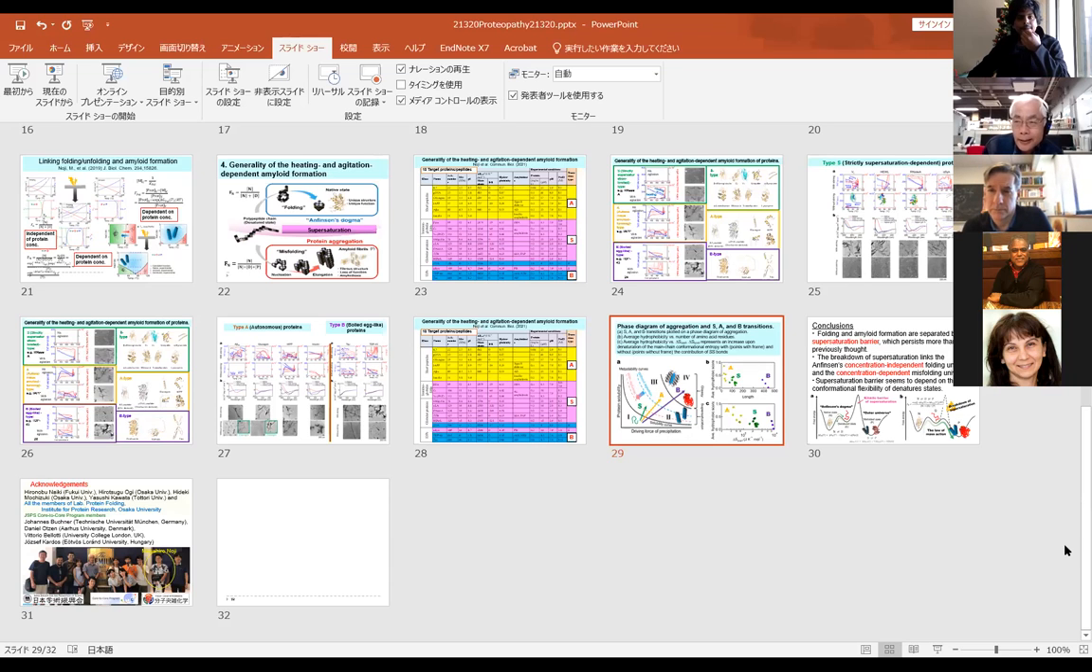And I think there are a variety of the compounds which may break the supersaturation.